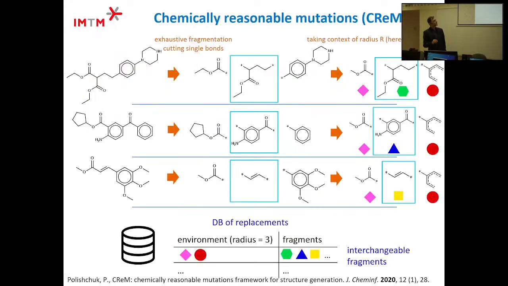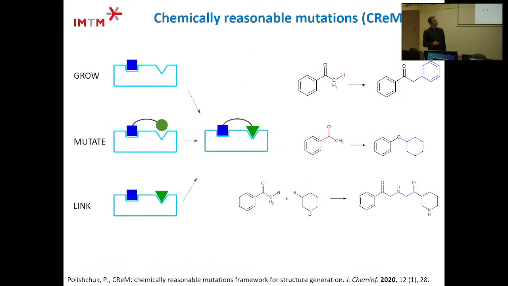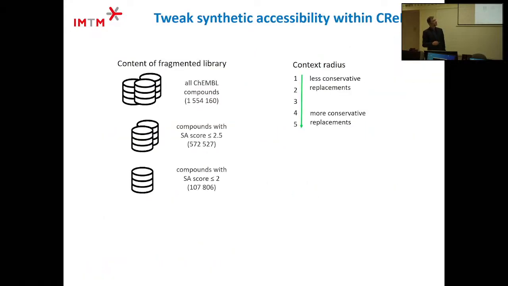Here I can skip these slides because I already showed them previously. I also covered a lot of these issues on synthetic feasibility, because I already quite extensively explained and showed you how you can tweak this using different databases of fragments and the context radius as well.